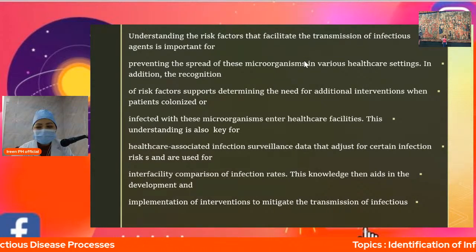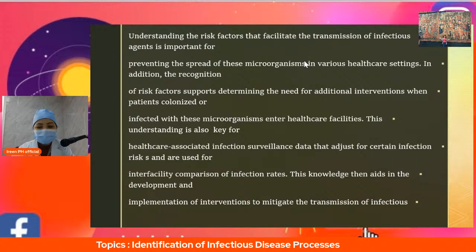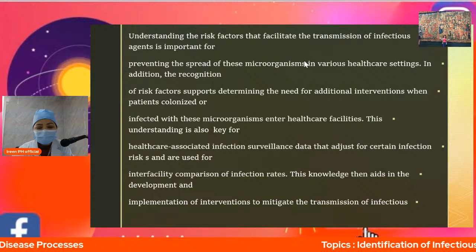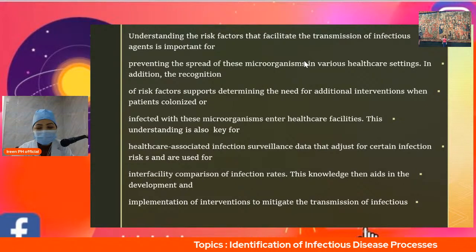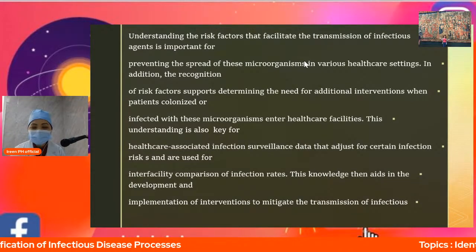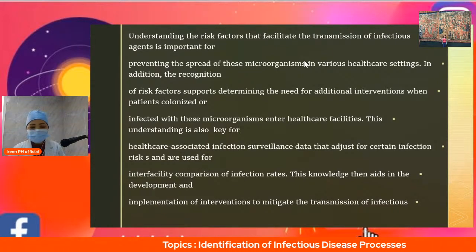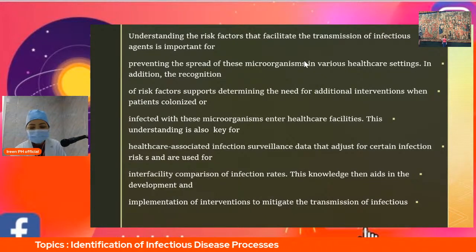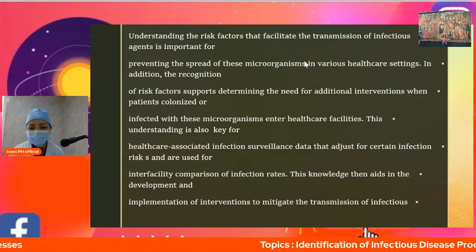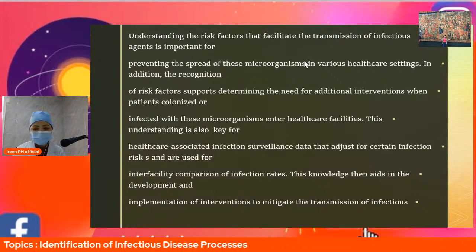Surveillance data that adjust for certain infection risks are used for inter-facility comparisons of infection rates. What does it mean? This is why you call it surveillance monitoring. For example, in one area like the ICU, comparison of infection rates is your surveillance monitoring. This knowledge then aids in the development and implementation of interventions to mitigate the transmission of infections.